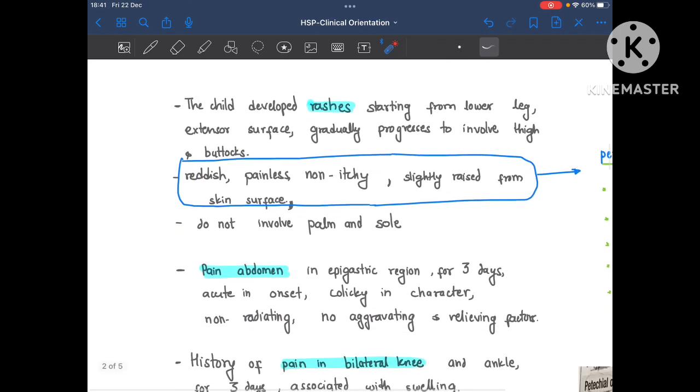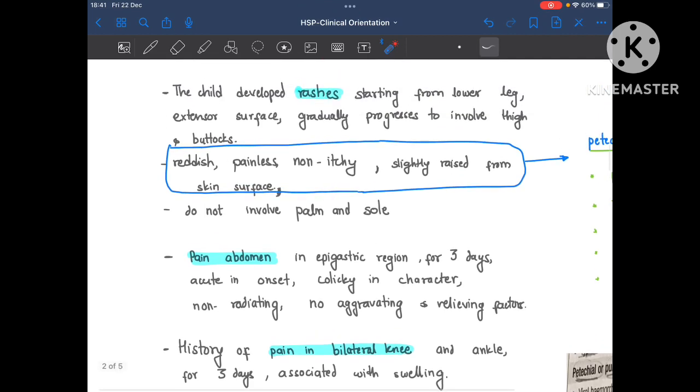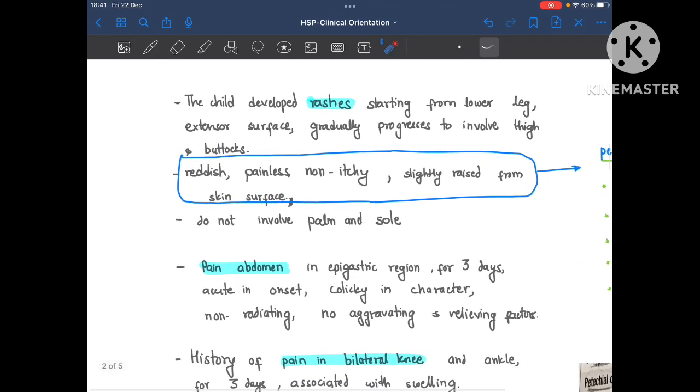And he also complains of pain abdomen in the epigastric region for 3 days, acute in onset, colicky in character, non-radiating, no aggravating and relieving factors. And there is also a history of pain in the bilateral knee and ankle for 3 days associated with swelling. Now this is all the positive history about the child who presented with the rash and pain abdomen.